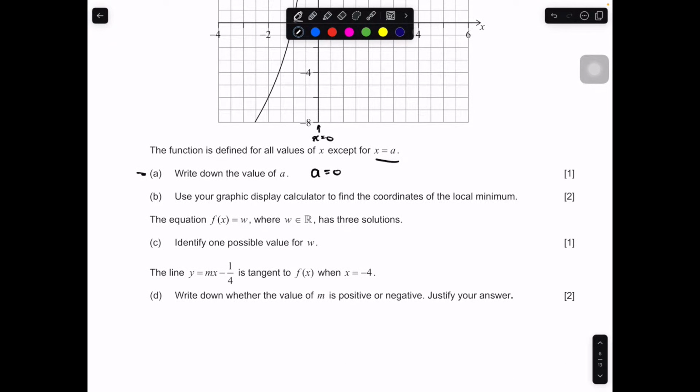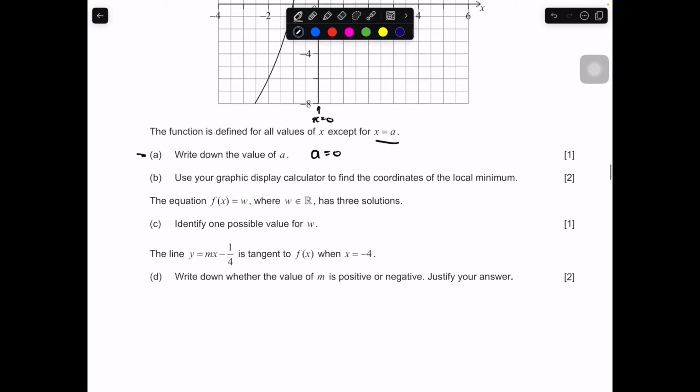All right. Part B, use your graphic display calculator to find the coordinates of the local minimum. 2-mark question. Not bad. Let's go to the calculator and work this out. Let me get a new document.